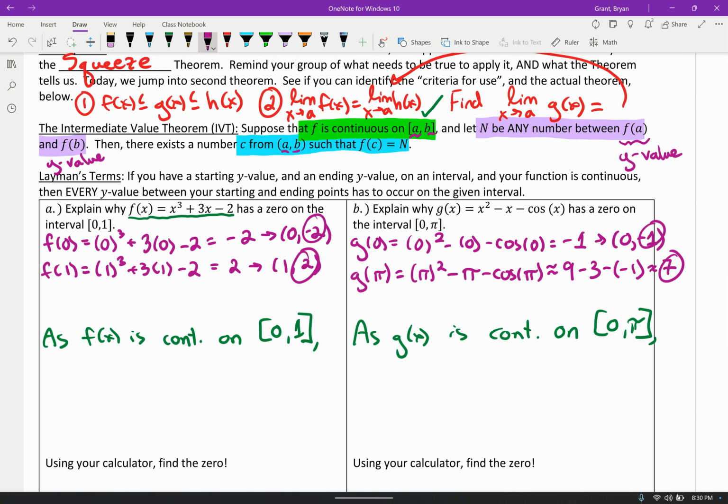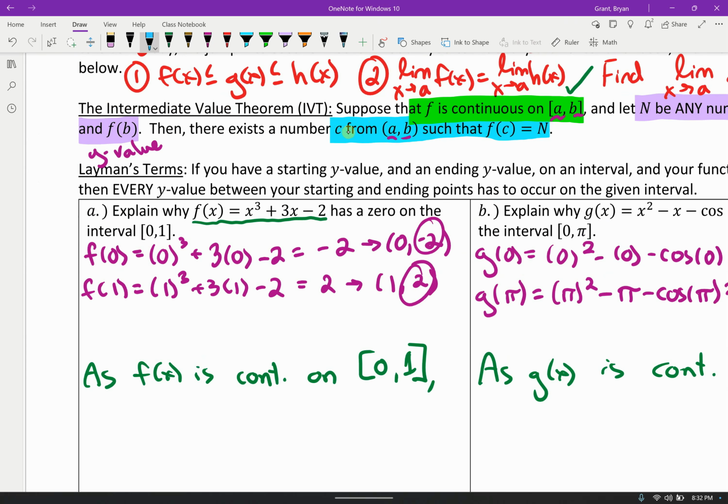Those are the two criteria. We state that the function is continuous, and we find the endpoints. So then we have, there exists a number c from a to b such that f of c equals n, and that's really vague, right? We have c, which is of course an x value, and they're saying that we're substituting this x value into the function to get an n value. And you're like, c and n, neither of those are numbers. What's happening here? So let's look at a specific example.